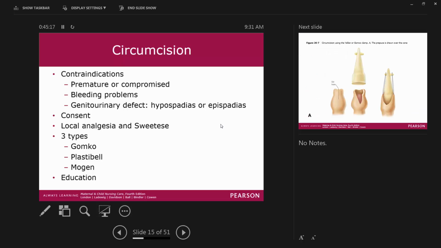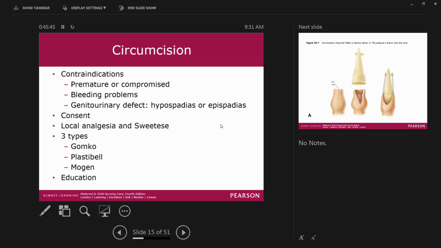Okay, contraindications to getting a circumcision. Prematurity, okay, or weight. So if the child is not over, I can't remember if it's 4 pounds or 5 pounds, even if they weren't premature, they're not getting a circumcision. They have to be over 4 or 5 pounds. They have a bleeding problem, okay, or they have a defect like hypospadias or epispadias. What's that?